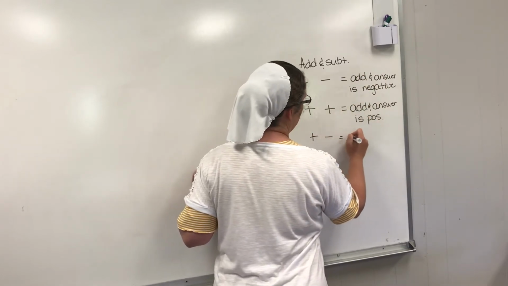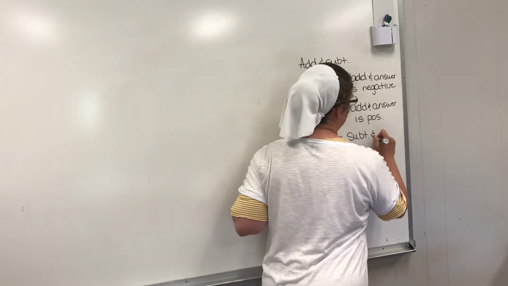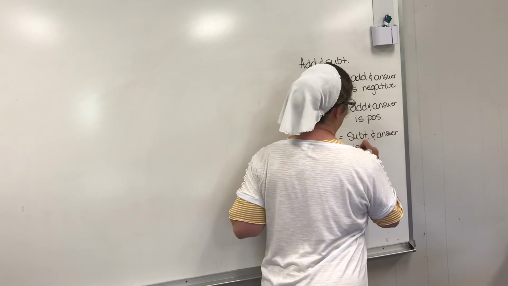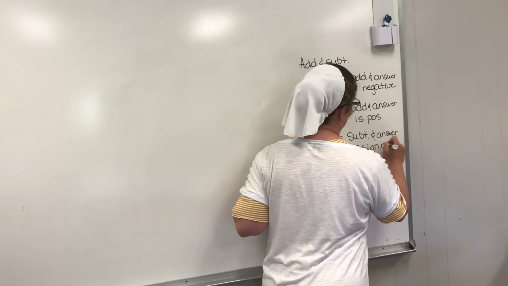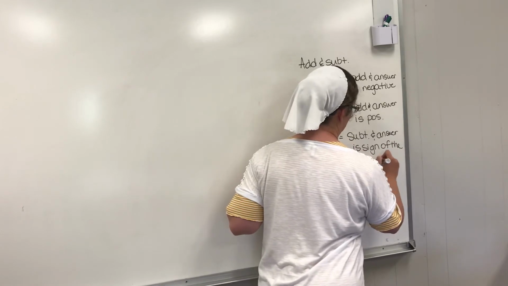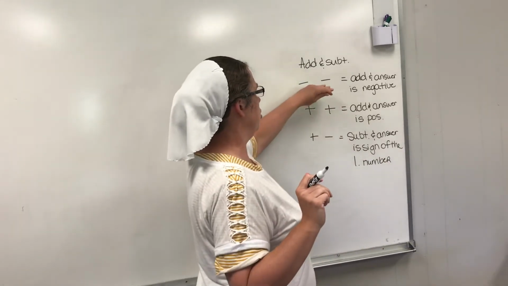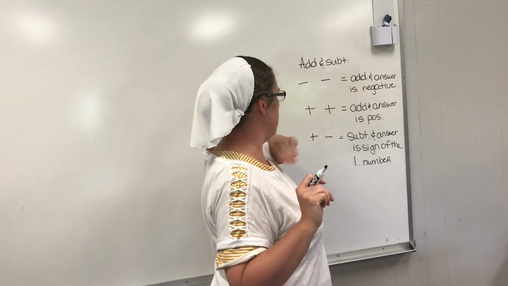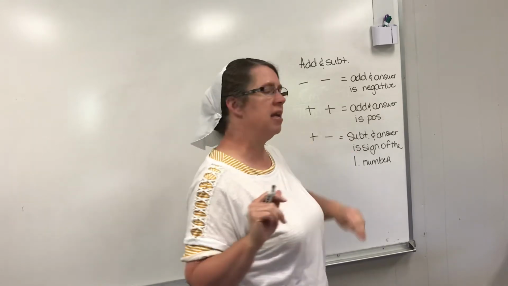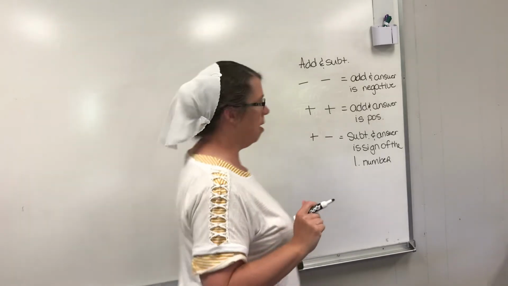When you have a positive and a negative, you're going to subtract. And the answer is the sign of the larger number. Okay? This is adding and subtracting rules. When you're adding two negatives, your answer is going to be negative. When you're adding two positives, your answer is positive. When you have a positive and negative, you subtract, and your answer is the sign of the larger number.